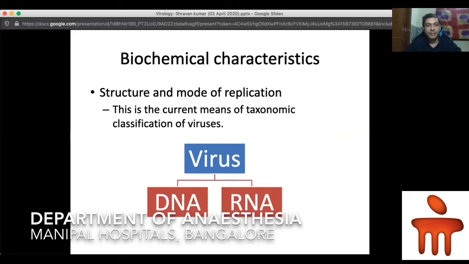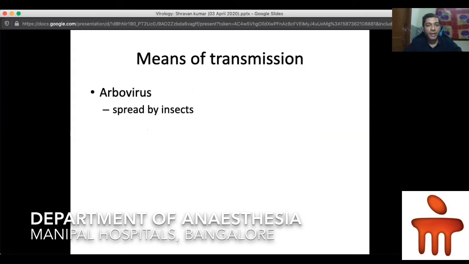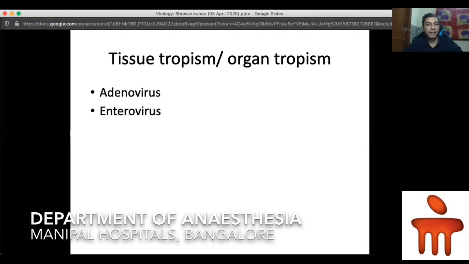The biochemical basis is based on the nucleic acid, which is either a DNA virus or an RNA virus. Based on the nature of the disease they transmit, it can be an encephalitis virus, a hepatitis virus, the HIV virus, the rabies virus. So I think this is also straightforward. And the means of transmission: arboviruses basically means viruses which are spread by insects. And the host cells that are required: an animal, a plant, or a bacteria. And finally, to which organ it has a tropism. The hepatitis virus has organ tropism to the liver, adenovirus to the lymphatic glands of the throat, and enterovirus, which means gut.